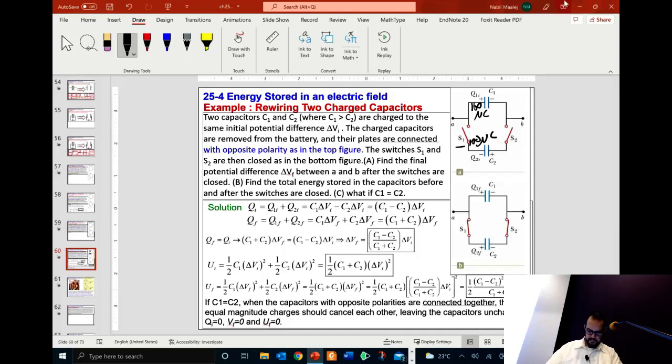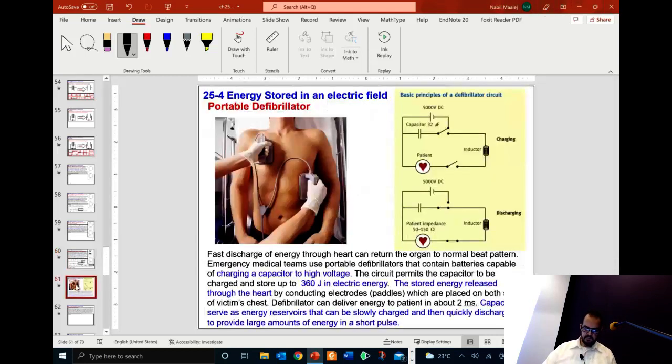Okay. So next. All right. This is for the students who are in biomedical engineering. The principle of charging a capacitor is used for a defibrillator. A defibrillator is a device that is used when somebody has cardiac arrest. They shock the person with the defibrillator in order to re-establish the electric rhythmicity of the heartbeat. So usually what they have is a very high voltage source, in this case 5,000 volts.